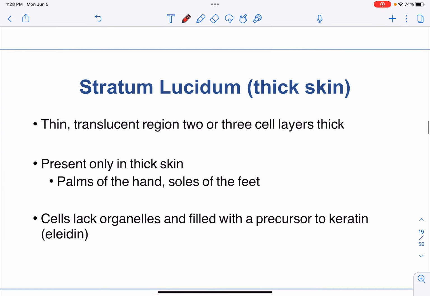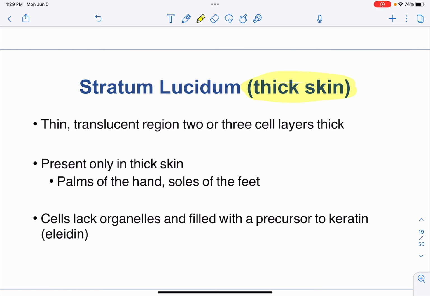The stratum lucidum, the key part here is that it is only present in thick skin. This is a thin, translucent region, because at this point, the cells have kind of spit out all of their organelles and the nucleus. They are just empty membranes at this point. They are dead. I'm going to go on to show you that there is a difference between thick and thin skin, but I want you to be able to recognize it under the microscope.